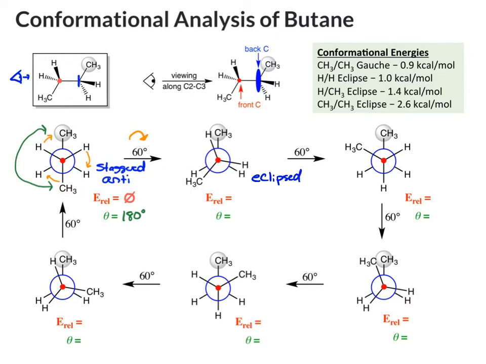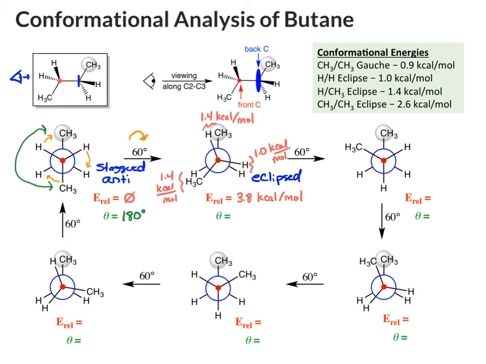Then if we look at what we have eclipsing, we have a hydrogen-hydrogen eclipse, which is 1.0 kcals per mole. We have a hydrogen methyl eclipse, which is 1.4 kcals per mole, and another hydrogen methyl eclipse, which is 1.4 kcals per mole. If you add those energies up, we get 3.8. That's the relative energy of this conformation.